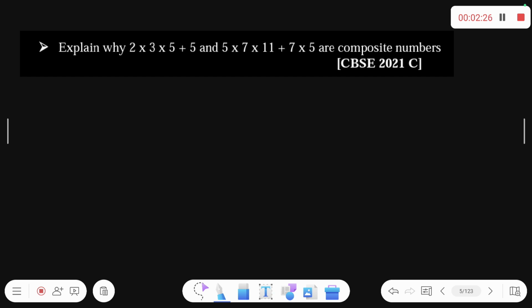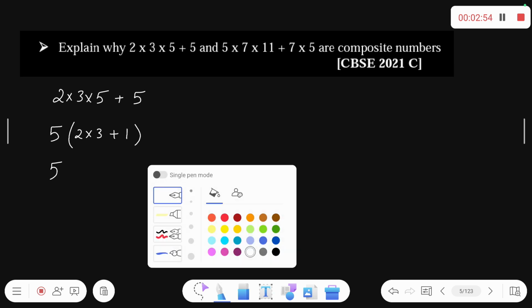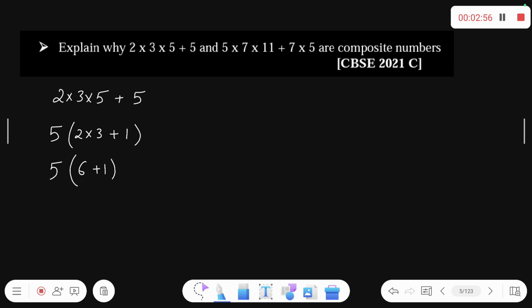Explain why 2 cross 3 cross 5 plus 5 and 5 cross 7 cross 11 plus 7 cross 5 are composite numbers. Pause your video. 2 cross 3 cross 5 plus 5. Take 5 as common. You are left with 2 cross 3 plus 1, times 5. It's 6 plus 1, 7. Composite.